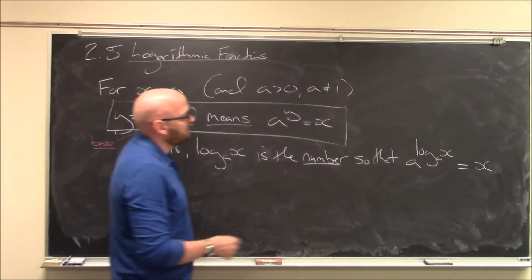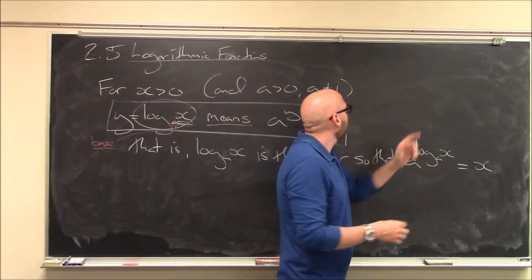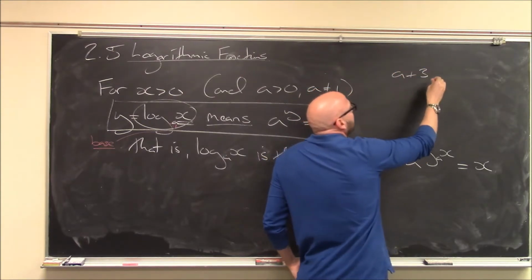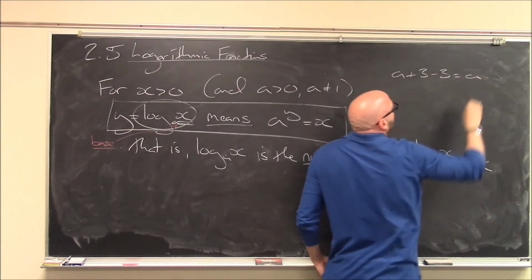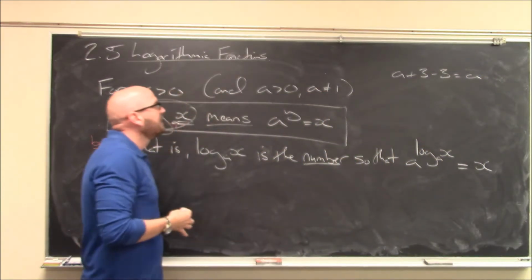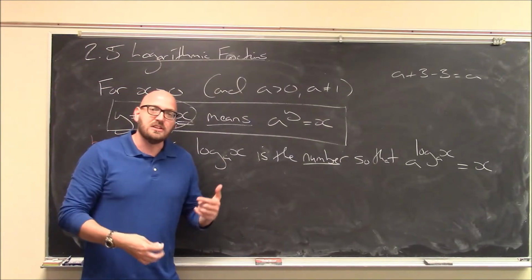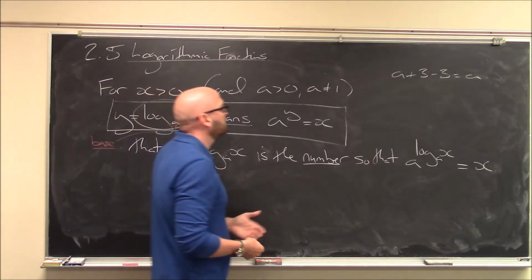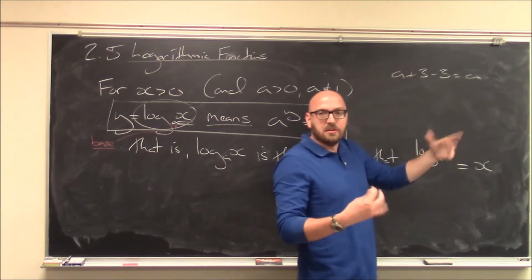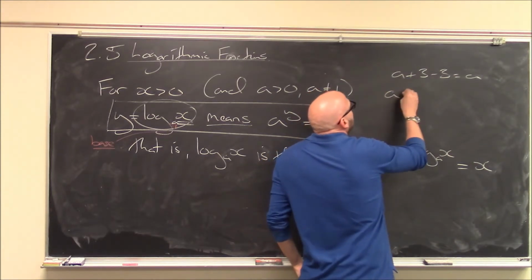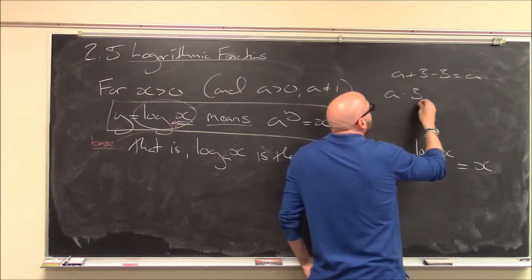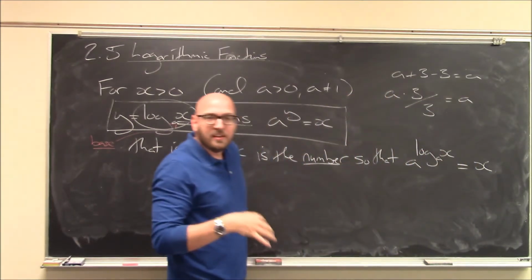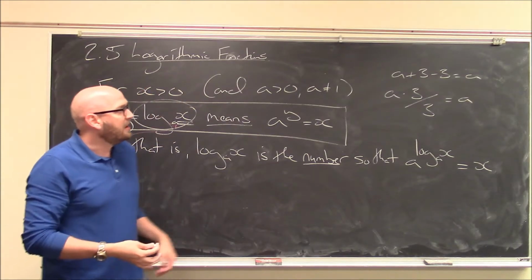And this is kind of cool, right? Think about this. If I have a plus 3, and then I subtract 3, I've done nothing, right? I just get a back. So in some sense, addition and subtraction, they undo each other, right? They're inverse processes, inverse operators is the word mathematicians usually use. So addition and subtraction are inverses of each other. What if I did a times 3, and then divided by 3? Well, once again, I get a back. So multiplication and division are inverse processes.